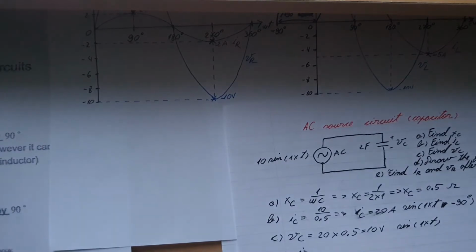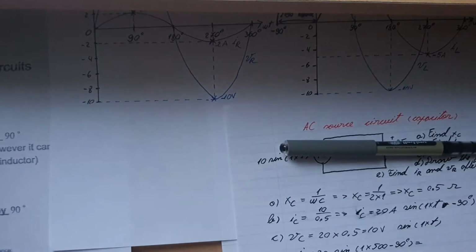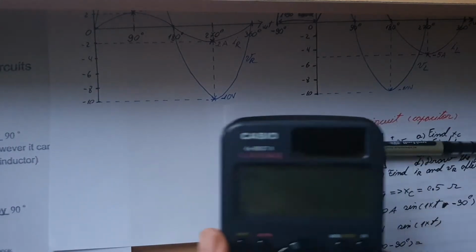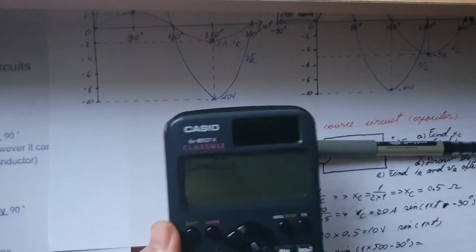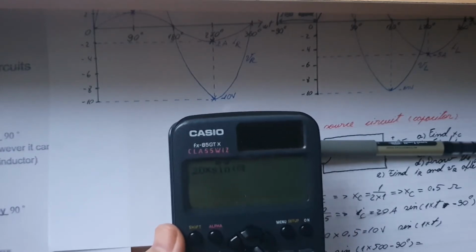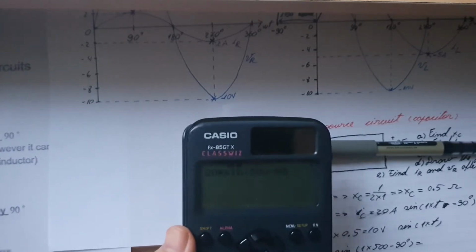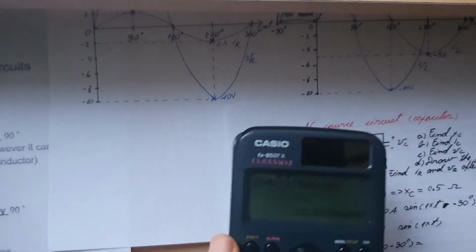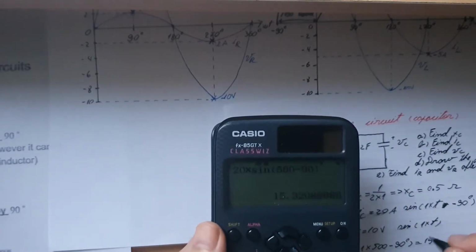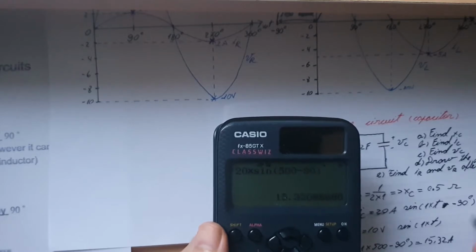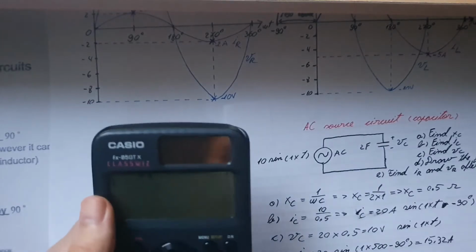Okay, so IC is equal to 20 sine of 1 times the time, which is 500, minus 90 degrees. That will be 20 times sine of 500 minus 90, which is equal to 15.32 amps. So 15.32 amps at the time of 500 seconds.